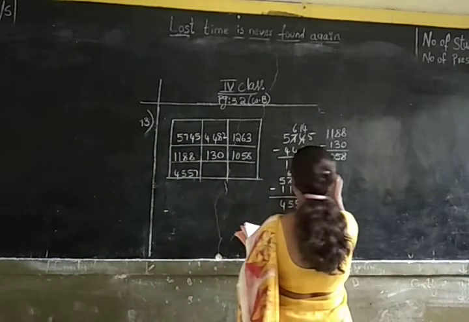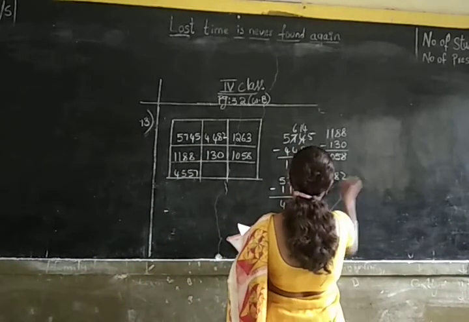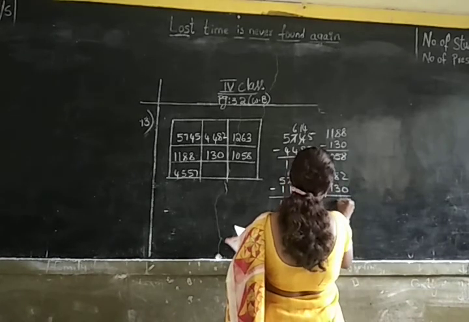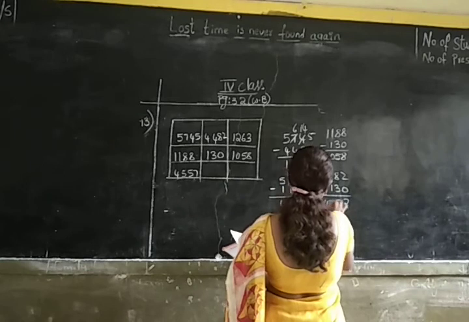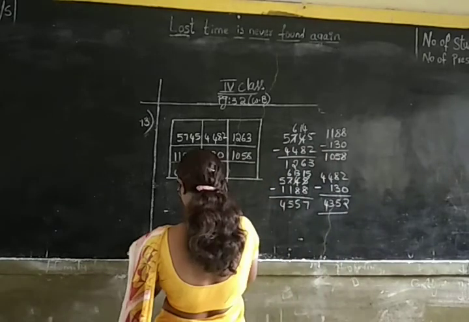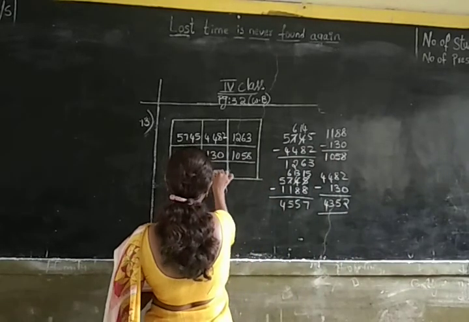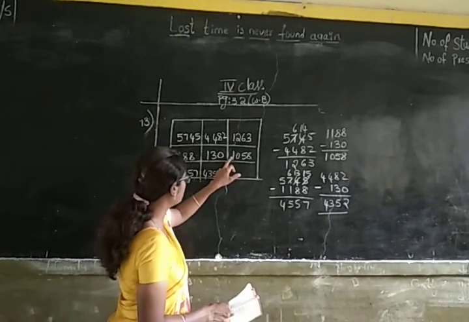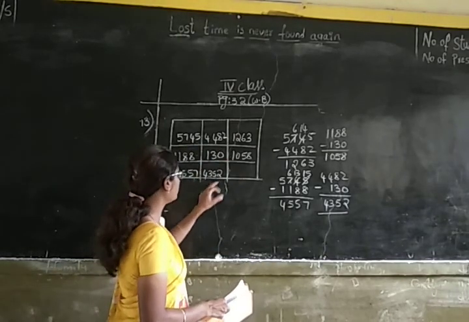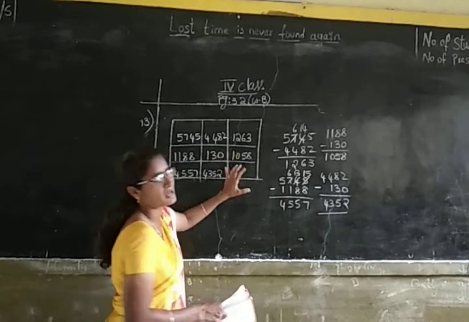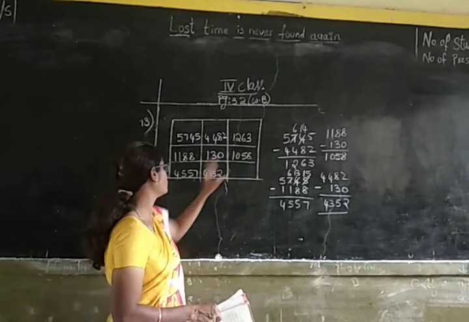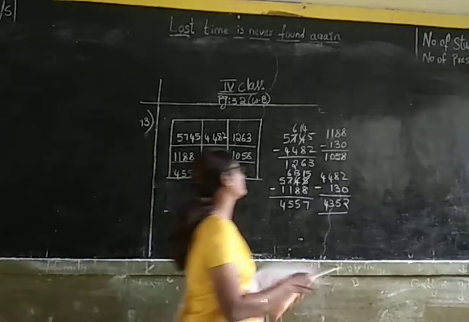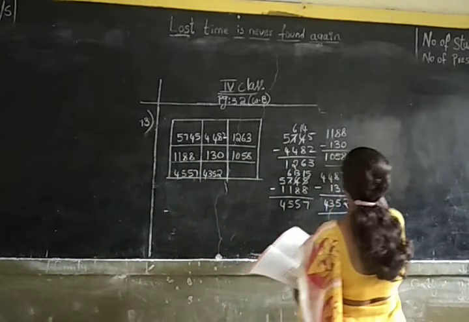Now I am subtracting these two numbers. That is 4482 minus 130. 2, 5, 3, 4. So the answer is 4352. Now you have to subtract these two numbers and then these two numbers. Here you should get the same answer. Either you subtract these two numbers or these two numbers, the answer should be the same. Let us see whether we get the same answer or not.